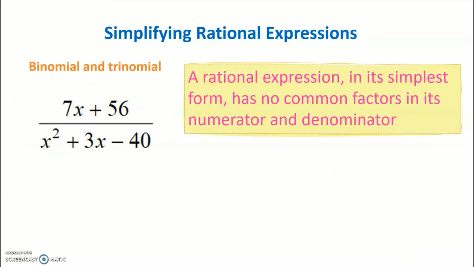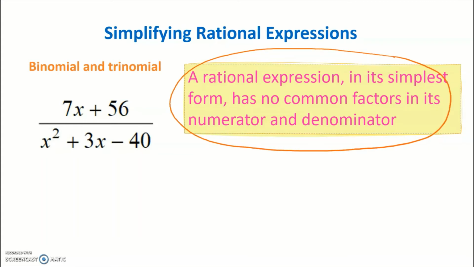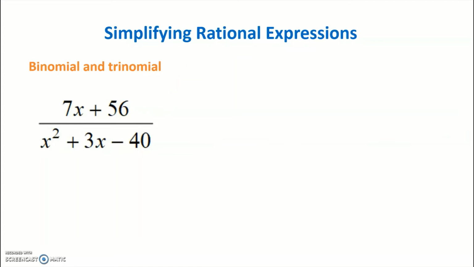Here we have a rational expression as a binomial over a trinomial, and we're going to simplify it. Remember that a rational expression in its simplest form has no common factors in its numerator and denominator. So we need to have a look at the numerator and denominator separately. I'm going to do the numerator first, and we always remove a common factor. Here we can remove the value of 7 and divide each term, so we're going to end up with x plus 8.